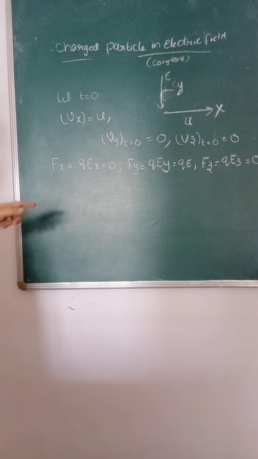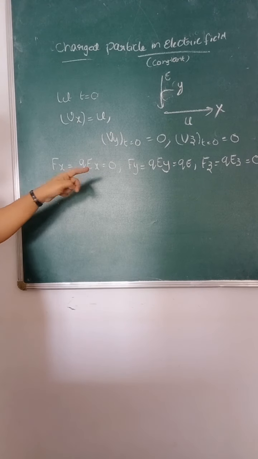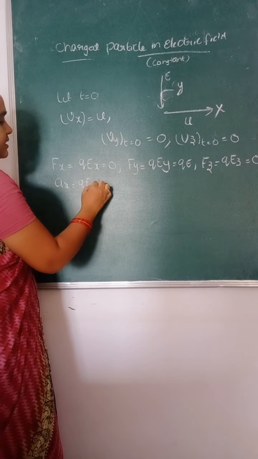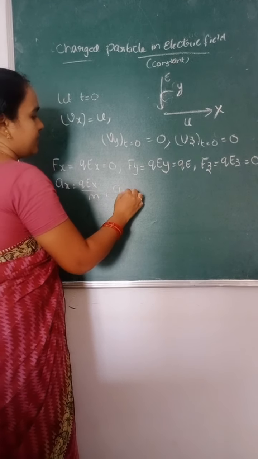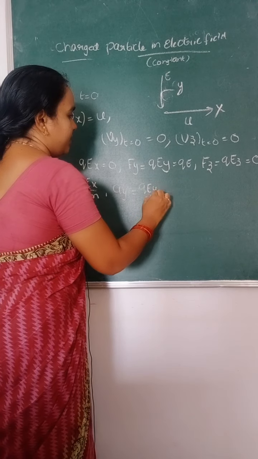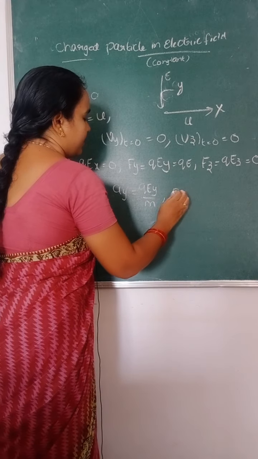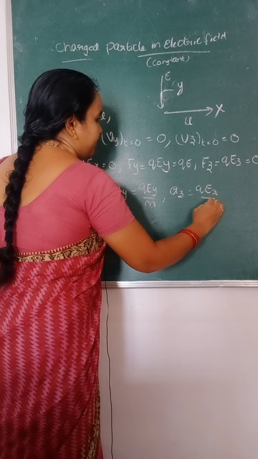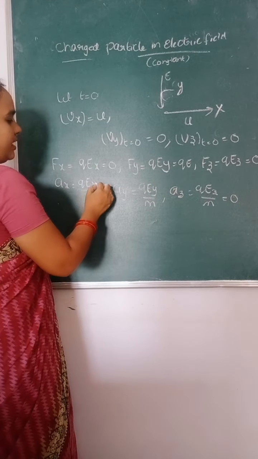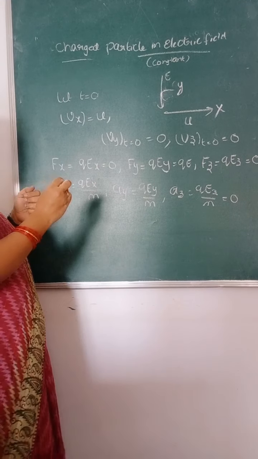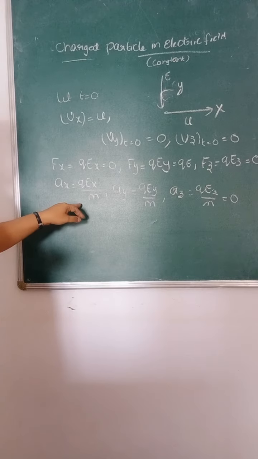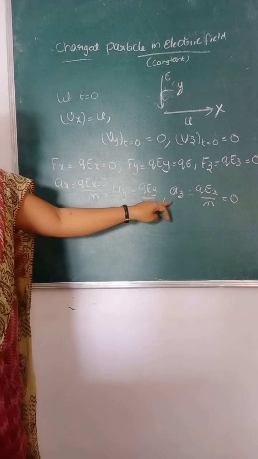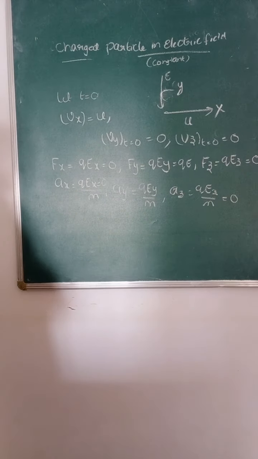The same term, F is equal to ma. Then what are the values of Ax? Ax is equal to QEx by m, Ay is equal to QEy by m, and Az is equal to QEz by m, which is equal to 0. Also the first value, QEx by m, is equal to 0. Ay is equal to QEy by m. Az is equal to QEz by m.